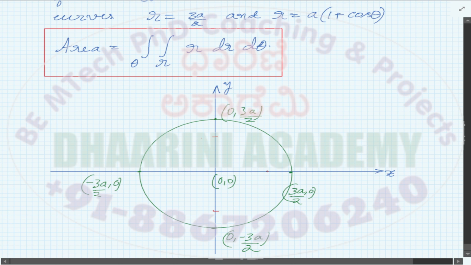Why do we need this? Because we need a point called 2a. We need a 2a over here. So let me assume that this is 2a. Now the importance of the second curve, r equal to a plus a into 1 plus cos theta, is this. So that is this curve.